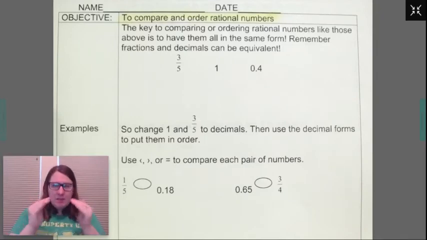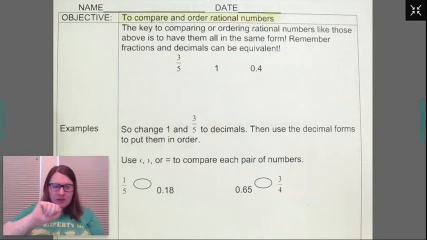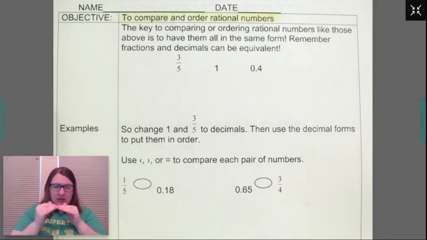Okay, the key to comparing them, y'all are going to remember this. To order numbers like those above, you have them all in the same form, like all decimals, all fractions, or all percents. Okay, remember, fractions and decimals can be equivalent.